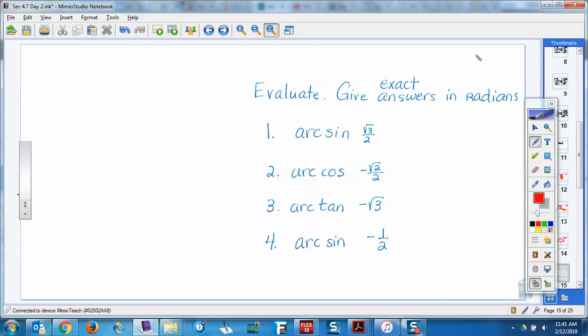Let's check ourselves, see how we're doing. Triangle or unit circle?